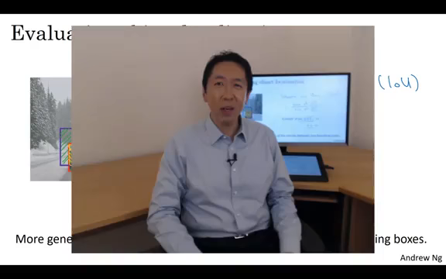So now with this definition of IOU, intersection over union, in the next video I want to discuss with you non-max suppression, which is a tool you can use to make the outputs of YOLO work even better. So let's go on to the next video.